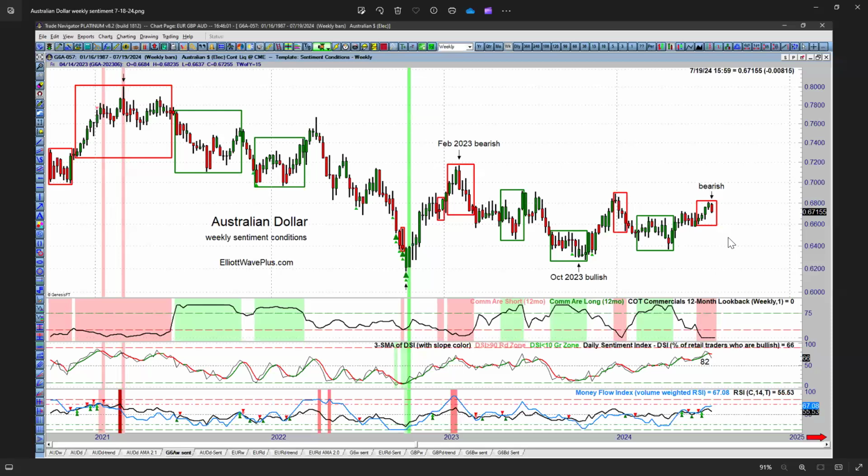I've got to tell you, there's a lot of professional traders that don't use Elliott Wave. They don't use cycle analysis, but they use this. They use sentiment, and use it just like this. So that's the Australian dollar.